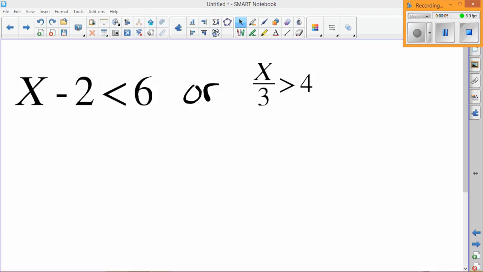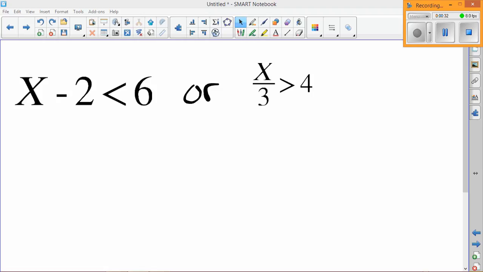In lesson 16, we work on solving inequalities with ands and ors. So in this particular inequality, it's an or, and it says x minus 2 is less than 6, or x over 3 is greater than 4. And we want to be able to solve and graph this solution set on a number line, as well as write a solution set.